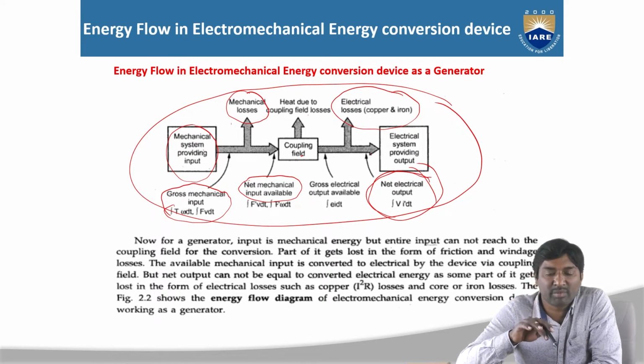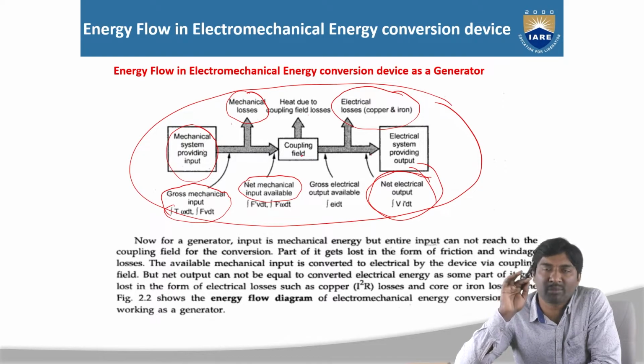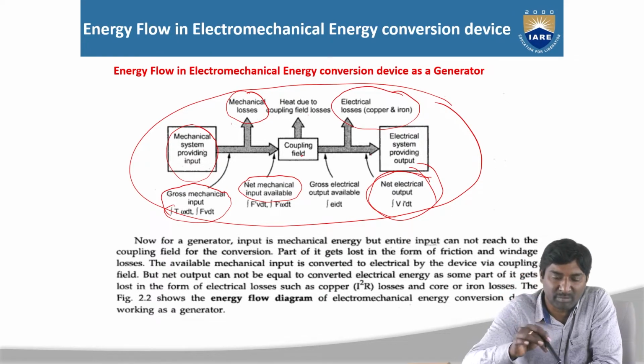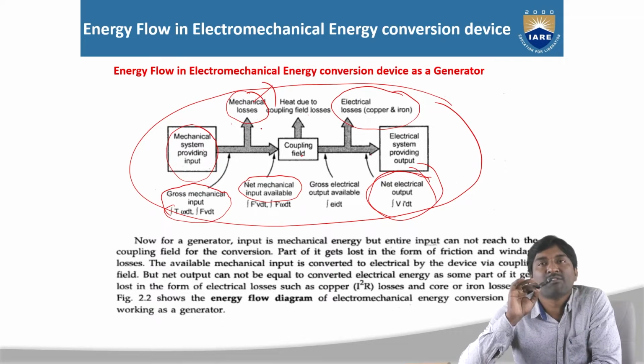So that's why this mechanical loss is subtracted from the gross mechanical input. Then I am getting the net mechanical input available at the coupling field. So the part that gets lost, in the form of friction and windage losses. This mechanical loss I am calling friction and windage losses.